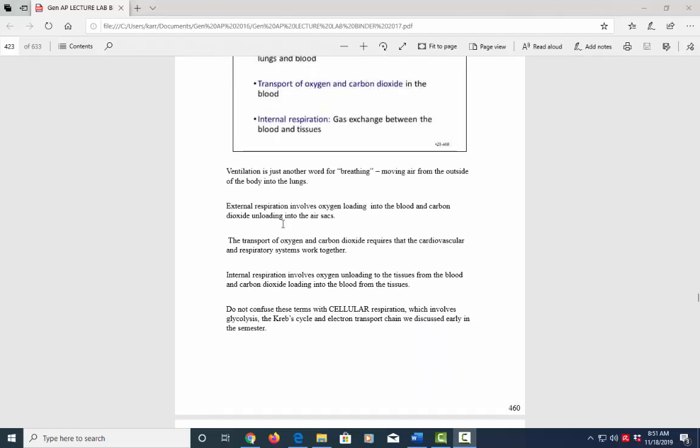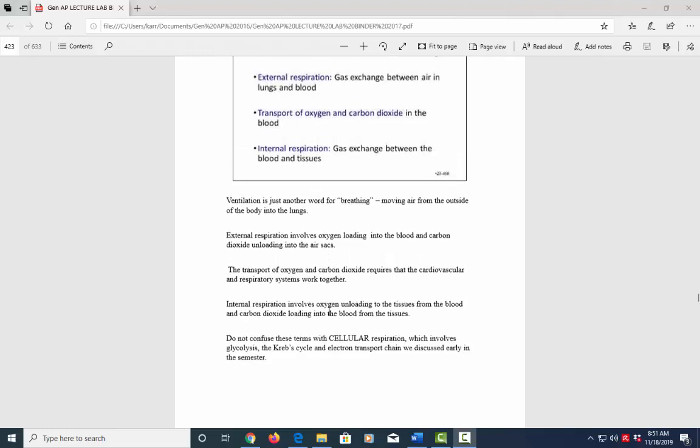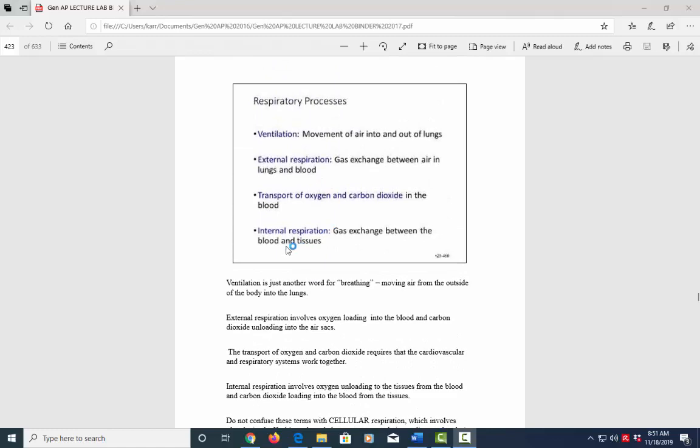So again, this just refers to those terms, giving a little bit more definition. But cellular respiration, remember, are those chemical processes: glycolysis, Krebs cycle, electron transport chain. That's a different topic. That doesn't refer to breathing in air. It refers to those chemical reactions that are occurring in the cytoplasm and the mitochondria of individual cells. So external respiration and internal respiration are all about gas exchange.